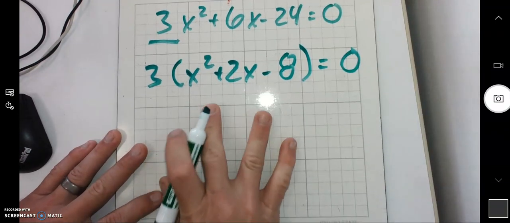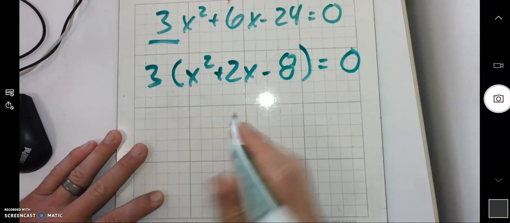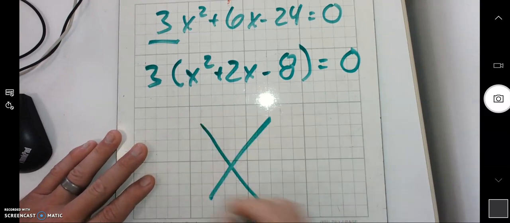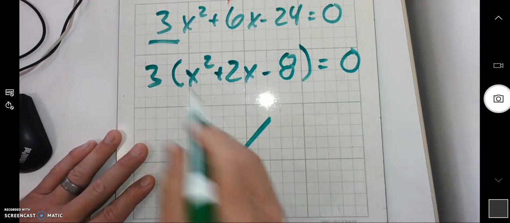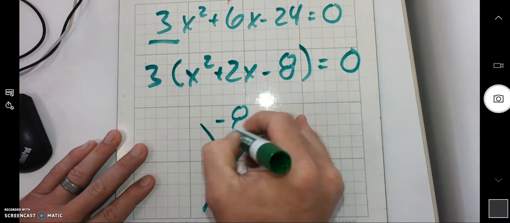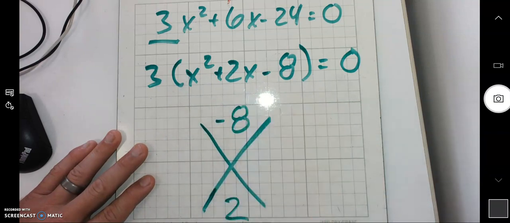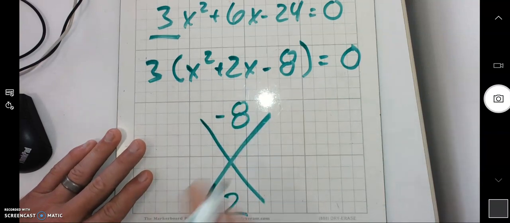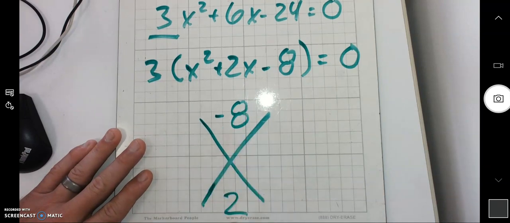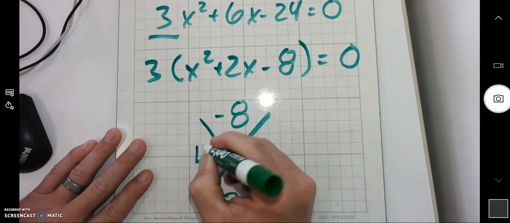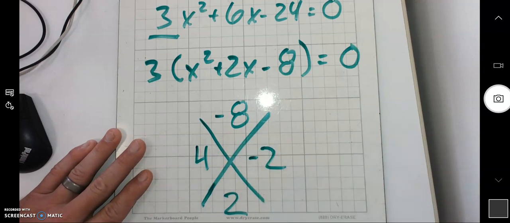Now we're going to factor this. Now that A is 1, this problem is a little bit easier. So it's A times C, which is negative 8, and then B goes down here. So what multiplies to negative 8 and adds to 2? Positive 4 and negative 2.